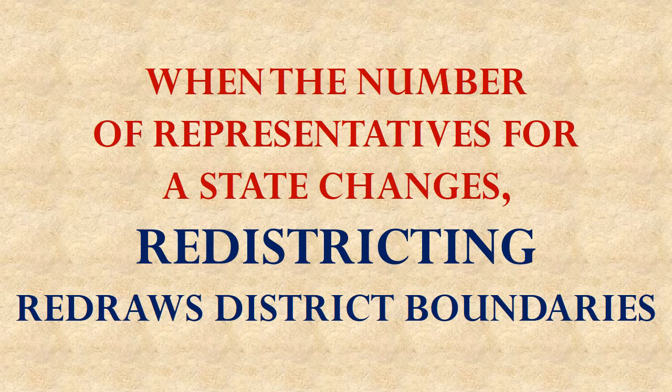Now, once the number of representatives in a state has been changed, such as by Texas getting 4 more seats, then the boundaries for the districts in that state, in other words, the areas where those representatives are elected from, are going to have to be redrawn. They're going to have to fit 4 new seats in somewhere within the state of Texas.